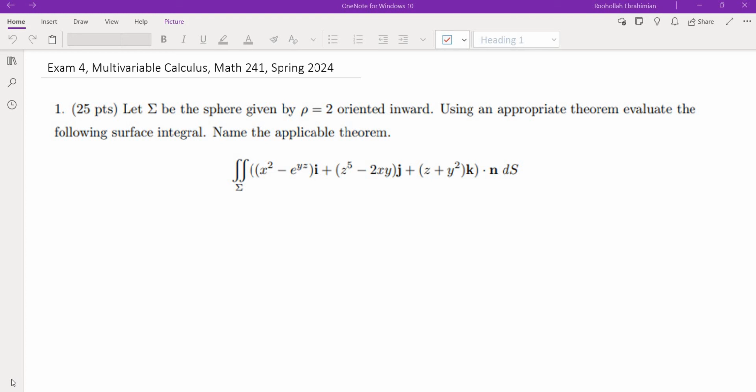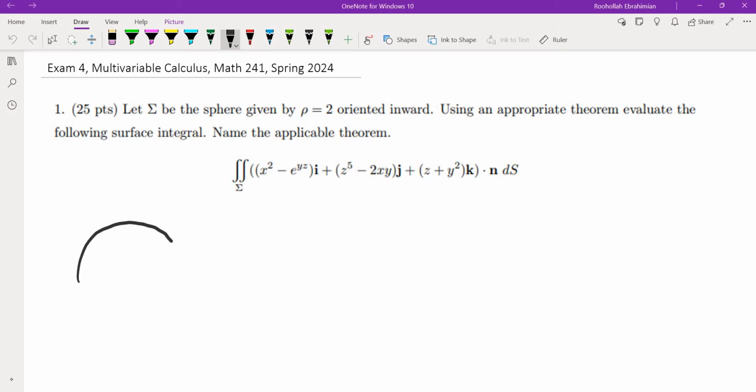Hello, in this video we're going to go over the solution to exam 4 in my multivariable calculus course in spring of 2024. Let sigma be the sphere given by rho equals 2, which means it's a sphere centered at the origin, and the orientation is given as inward orientation. They're asking us to find a surface integral using an appropriate theorem.